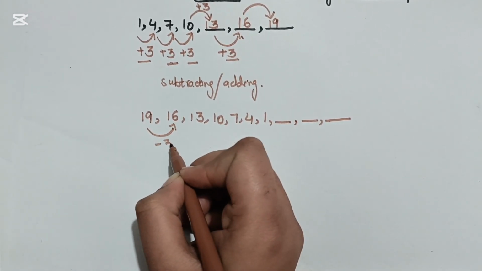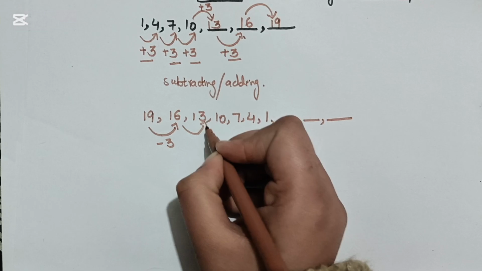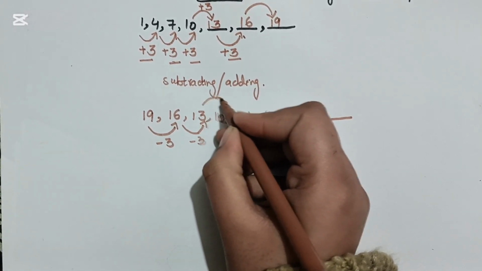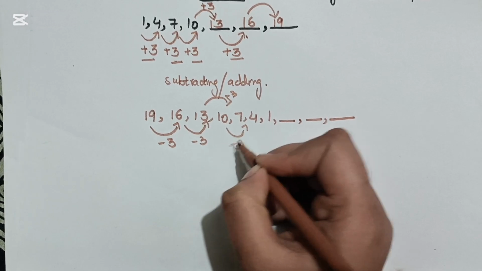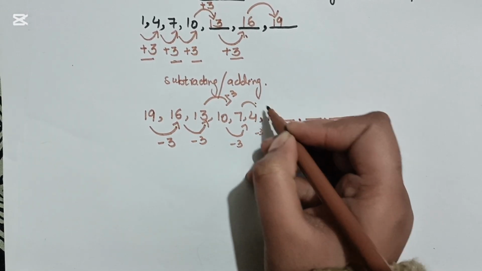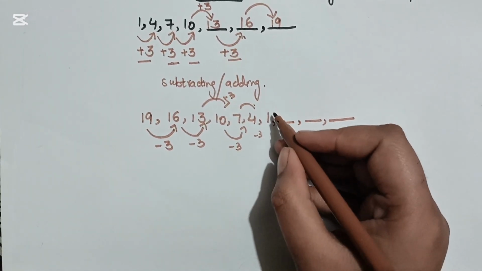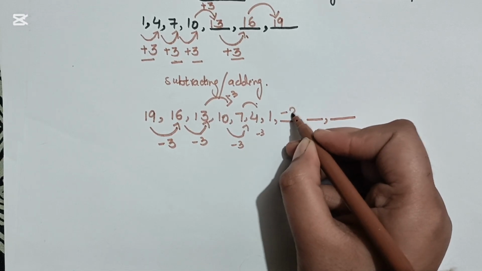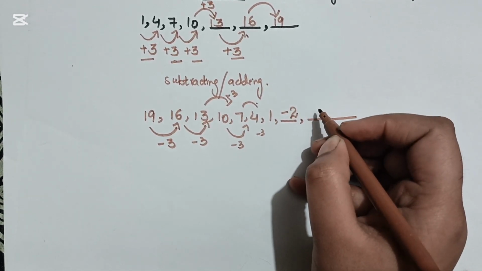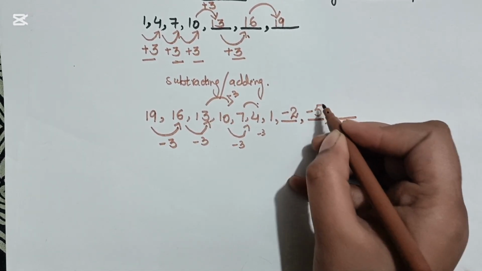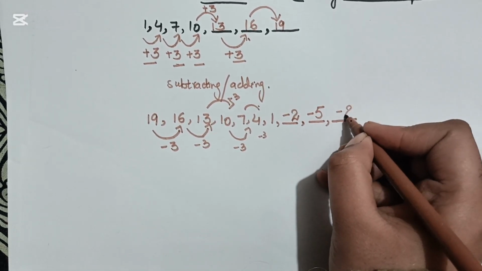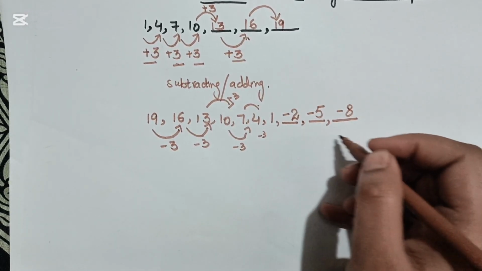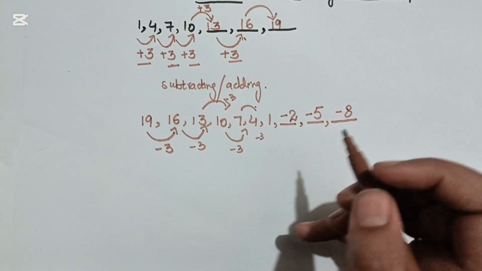19 minus 3 is 16, minus 3 is 13, minus 3 is 10, minus 3 is 7, minus 3 is 4, again minus 3 is 1. So 1 minus 3 is minus 2, minus 2 minus 3 is minus 5, and minus 5 minus 3 is minus 8. So that's how we are calculating the arithmetic sequence.